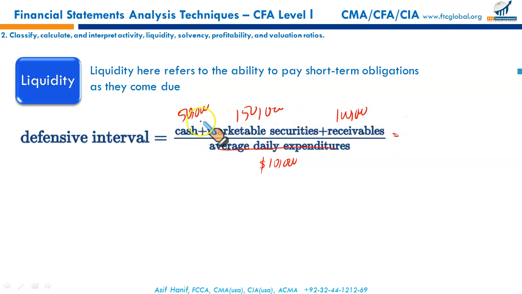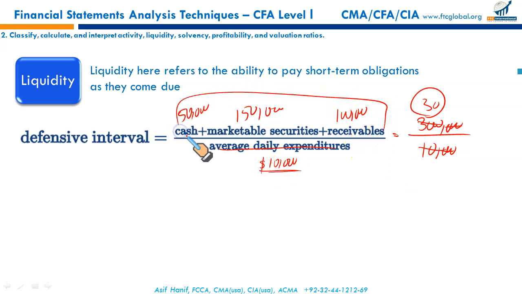So if this is the total number, 50, 150, 200, $300,000 represents your current assets excluding stock, and your average daily expenditure is 10,000, which means you have 30 days worth of quick assets available. This is your daily expenditure and this is what is available in the quick assets to cover. So it means 30 days coverage is available.